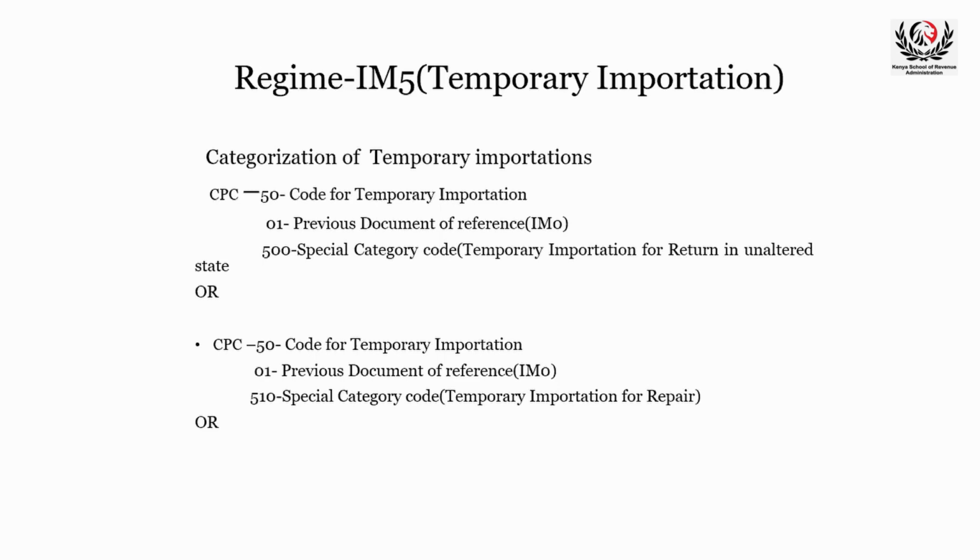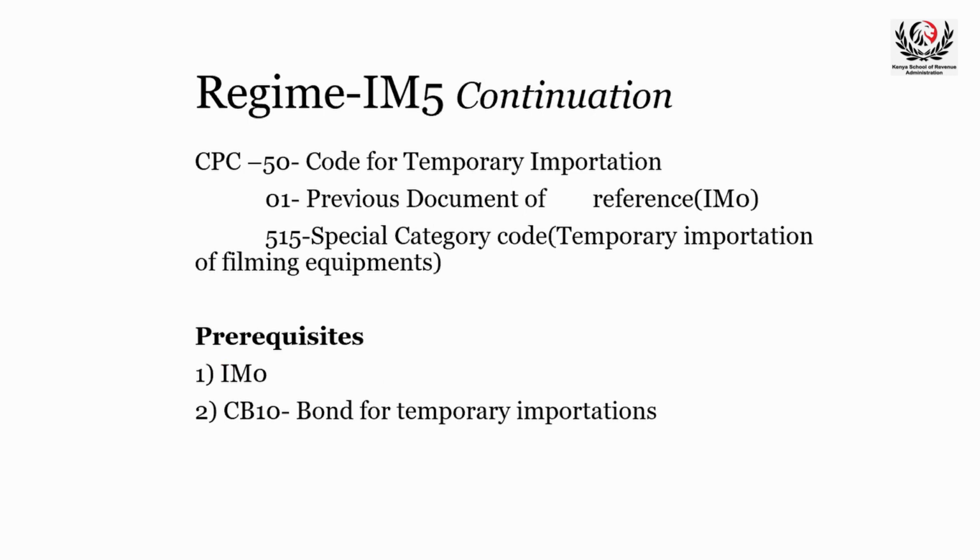Then the second one is where we have goods that are coming for repair. So we have temporary importation for repair, and the CPC code is 5001 510. We have the third categorization of filming equipment. So this is a temporary importation of filming equipment, and we have a special CPC for it, which is 5001 515.